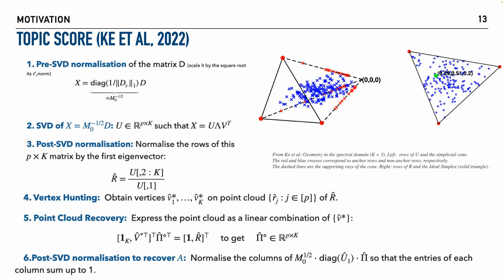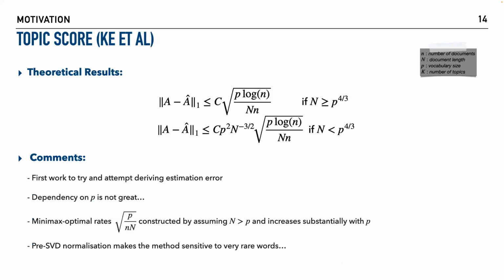So this is essentially the remarkable part about this algorithm, right? You essentially do an SVD and you tweak it a little bit to get back to a nice point cloud that you can extract vertices from. So a little bit more on the theoretical results of this paper.